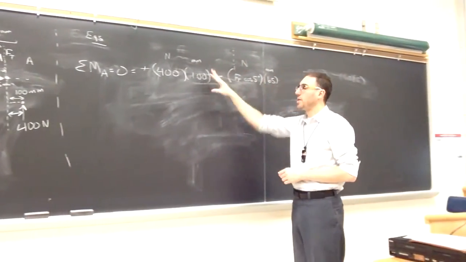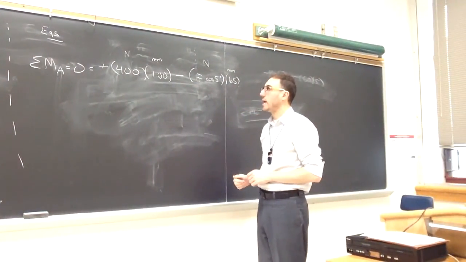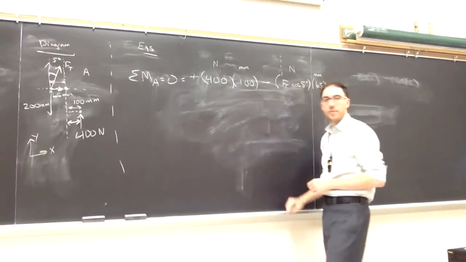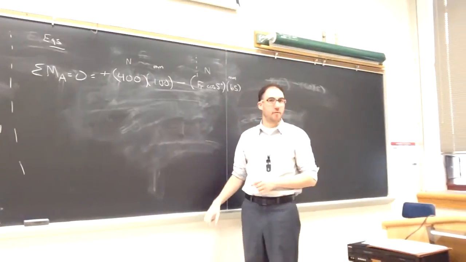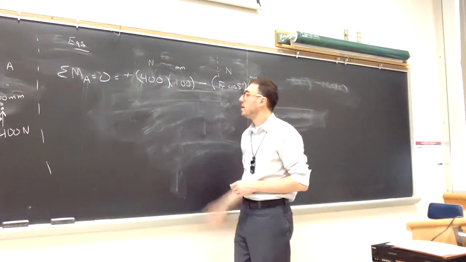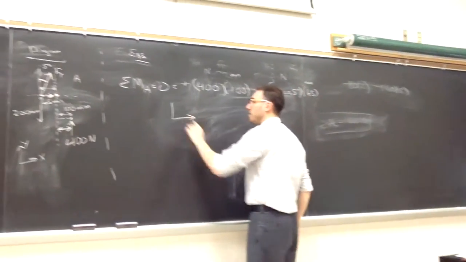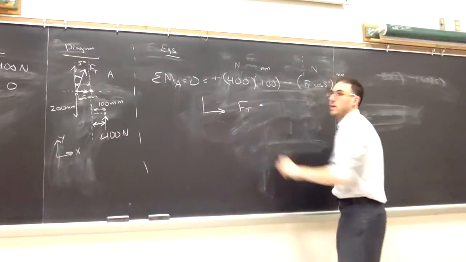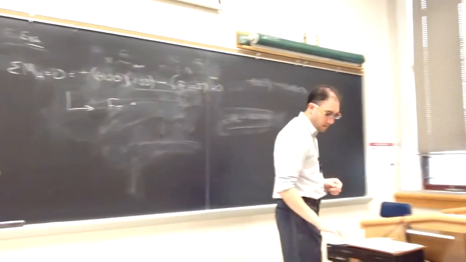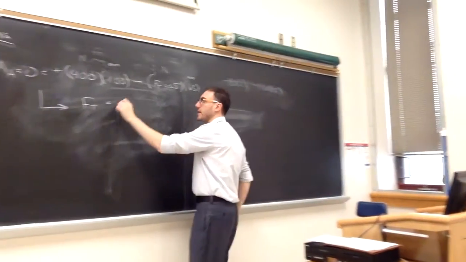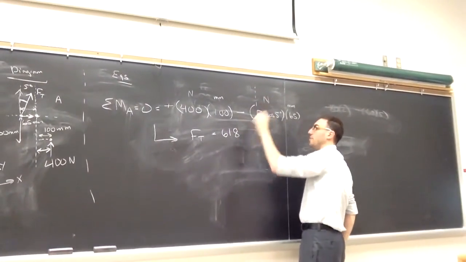So these are all the things that contribute to the moment around A, and I know for this problem that it's equal to 0. So the only thing I don't know then is the magnitude of the force in the Achilles tendon to maintain equilibrium. So I can solve this for that one unknown that's left. So the only thing I don't know is Ft. So if I go and solve for it, it is 618 newtons.